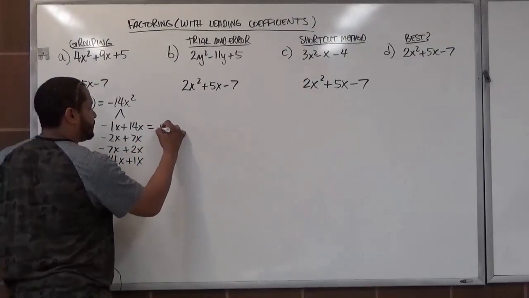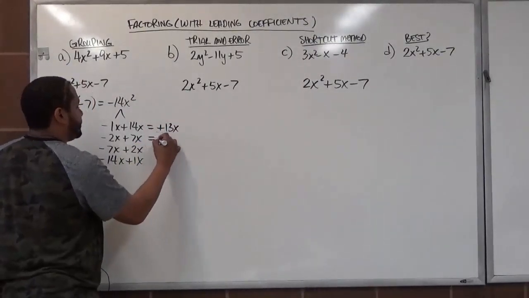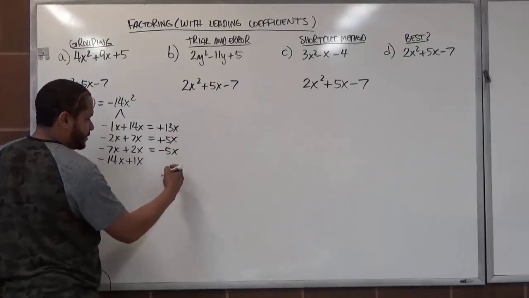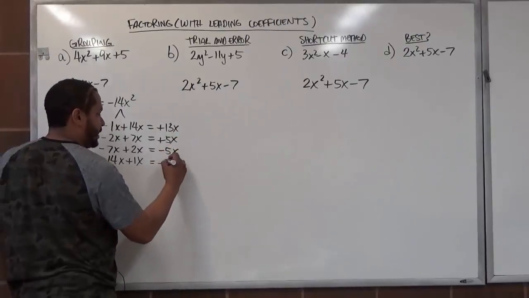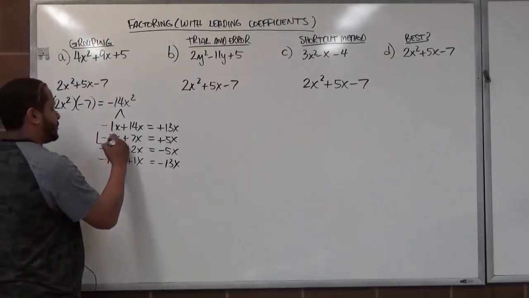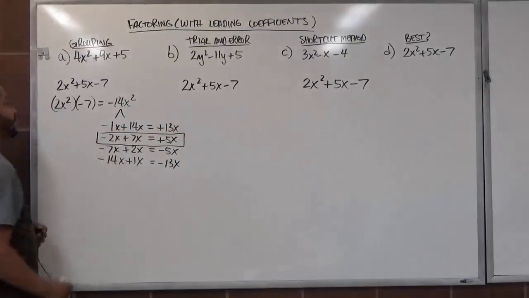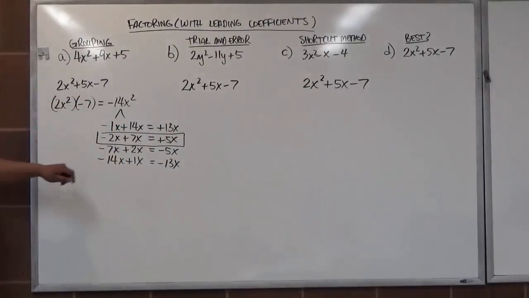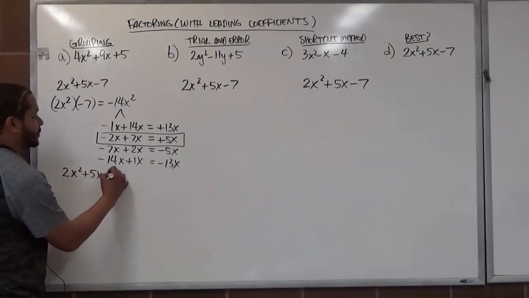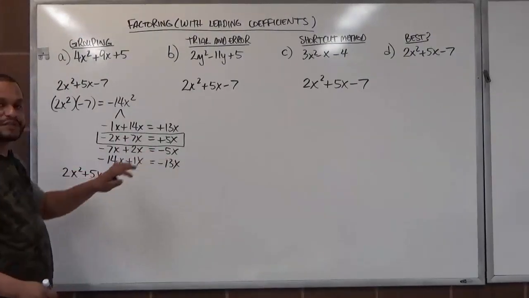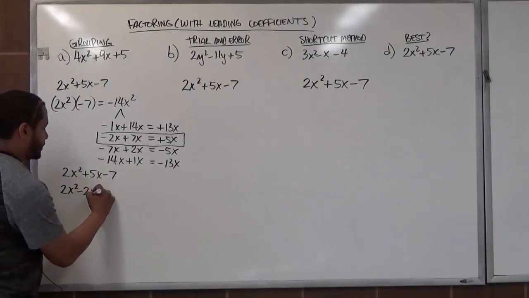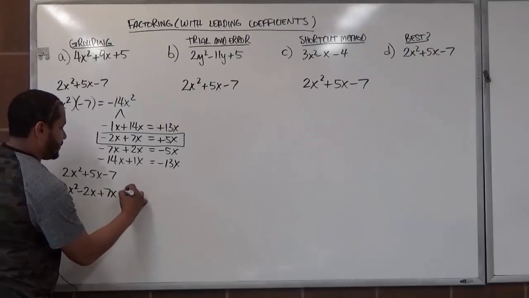Let's add them up. We have positive 13x here, positive 5x, we have negative 5x, and we're going to see the repetition of opposite terms, and negative 13x. And the term we're looking for is positive 5x. So we're going to use this to replace the 5x so that we can substitute it and then just use group factoring. Again, it doesn't matter which order you're putting this in because it will fix itself, right? And so we have 2x squared minus 2x plus 7x minus 7.